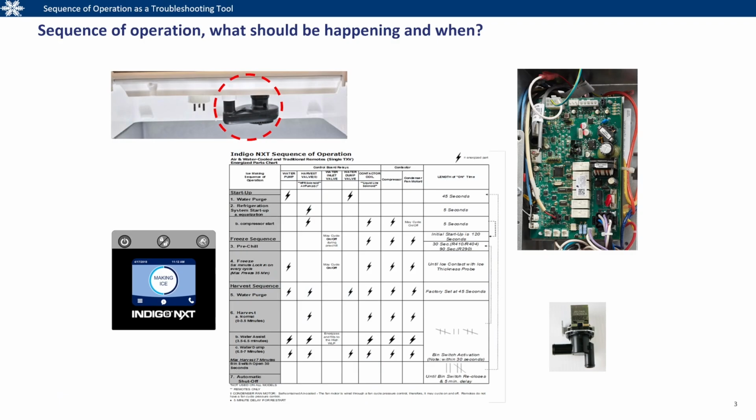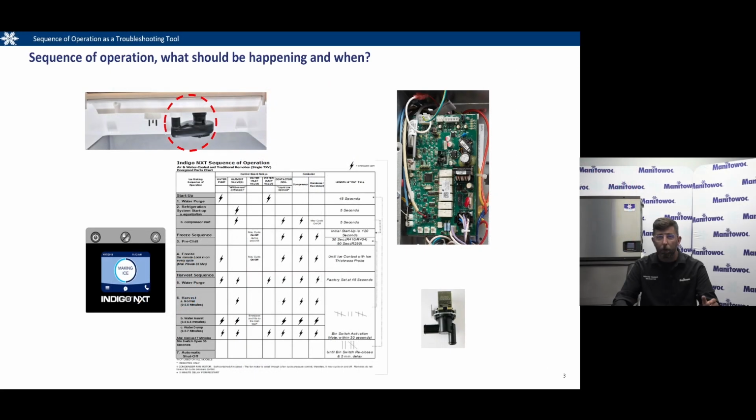All right, so the sequence of operations. The definition of the sequence of operations is what's supposed to be happening when. So you see there towards the bottom left, you've got a screen that just says making ice. Well, that's the home screen, everybody. Home screen is great, but it doesn't tell us what's happening. That there is for the customer.